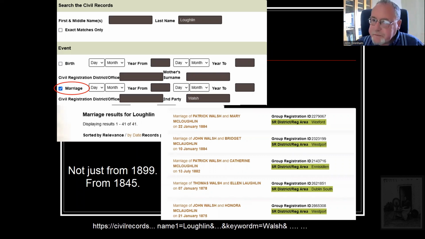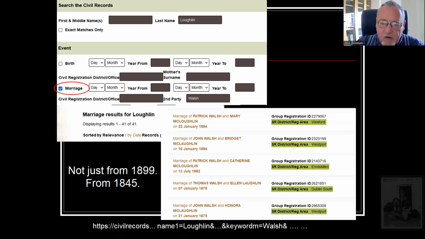Okay, let's move on to marriages. Marriages are probably more important than births in this case because, first of all, there are two families involved, and you've got two lines to follow, and secondly, because they start in 1845. So what I'm saying applies to a much broader range of years than for the births. So I've searched for a Lachlan, that's the main name, marrying a Walsh, and you see the results.